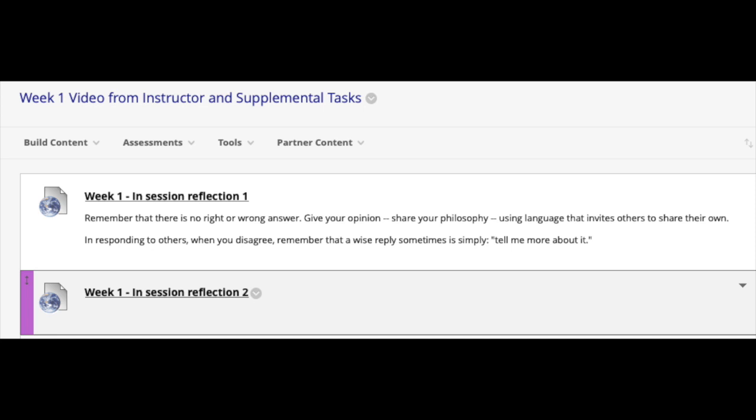This leads us to our second reflection in week one's discussion. If you can reflect on why you think it is convenient to assess in both languages, or if you don't agree, why you think that's the case? So take some time to reply in Blackboard.